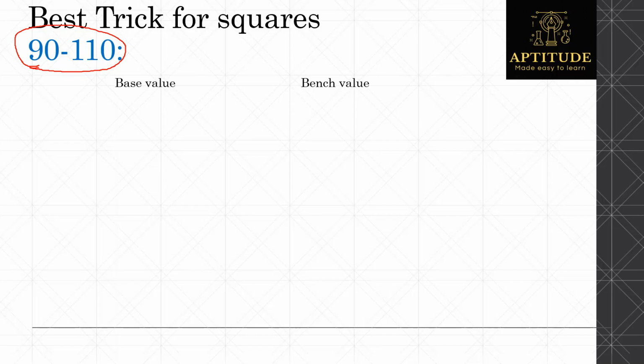But our bench value and base values will be changing here. Like previously our bench value is 50, base value is 25. But here bench value will be 100. But base value is not fixed in this one. For every square, our base value will be changing. So don't worry, no need to learn these base values by heart. Why? Because your base value is nothing but the number whose square you're finding. For example, now if I want to find out square of 98.